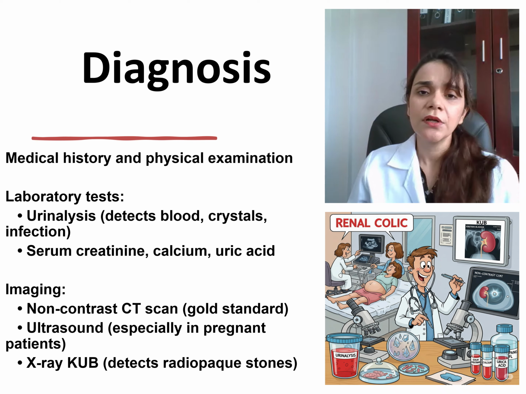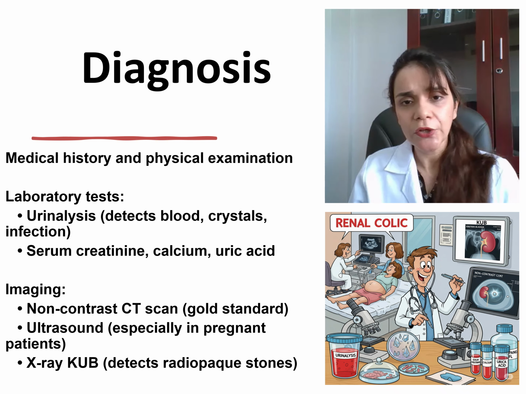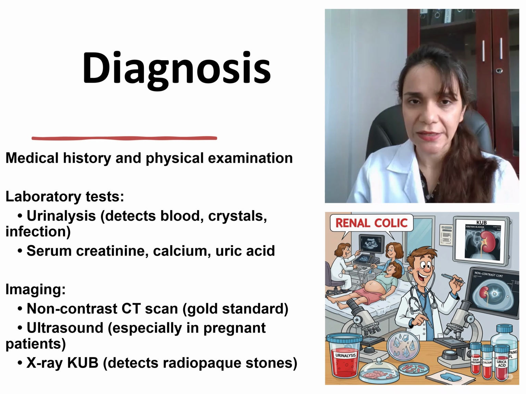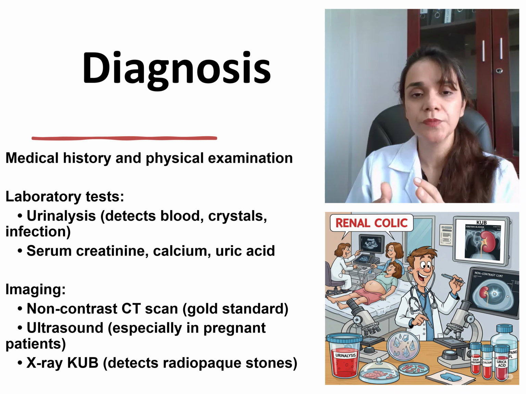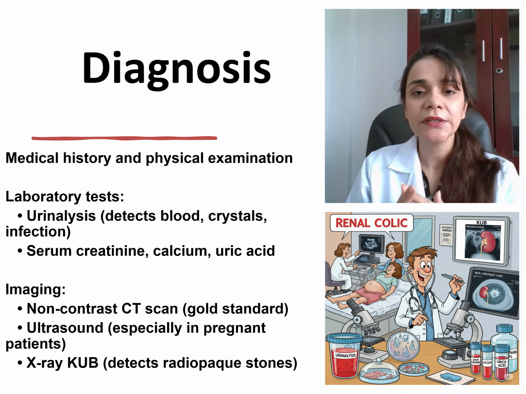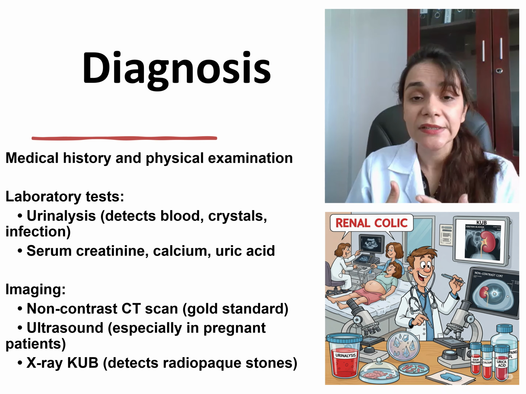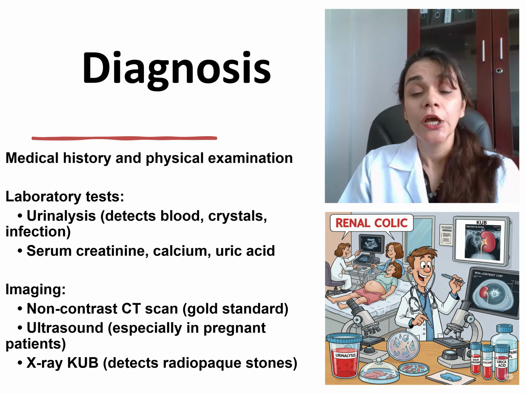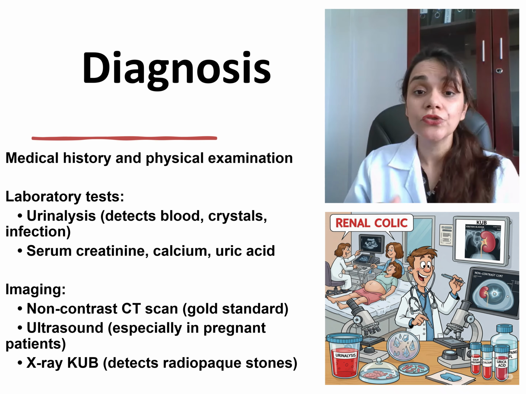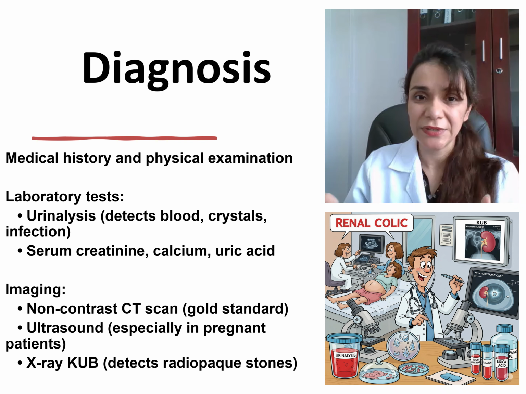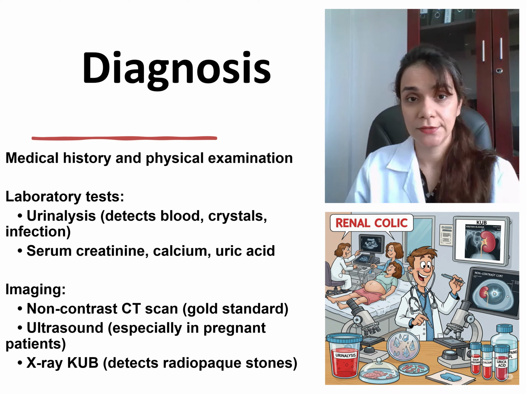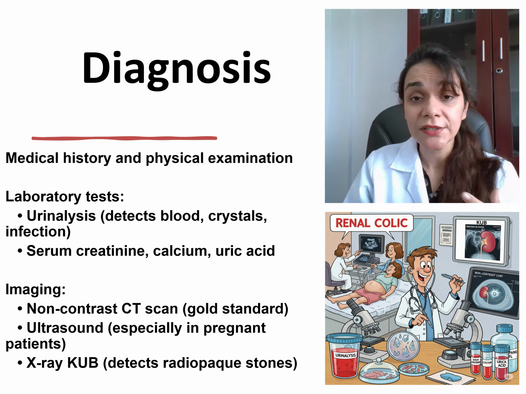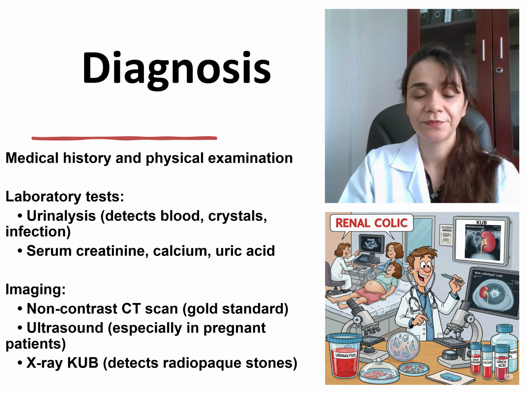Other modalities are also present, like X-ray KUB. This is a kind of X-ray that can detect radio-opaque stones but may miss uric acid and other radiolucent stones. But altogether, we should also rule out other possibilities that cause this kind of severe pain. All depends on the patient's history and presentation.